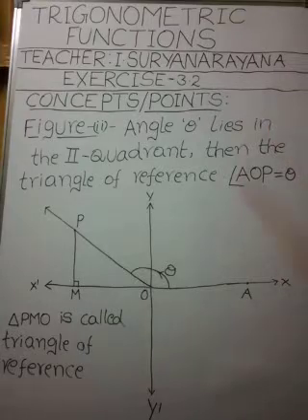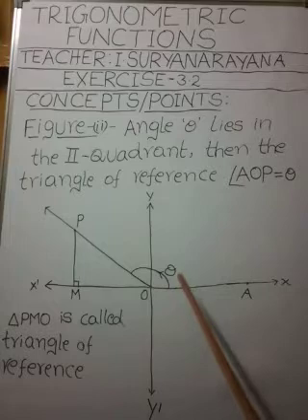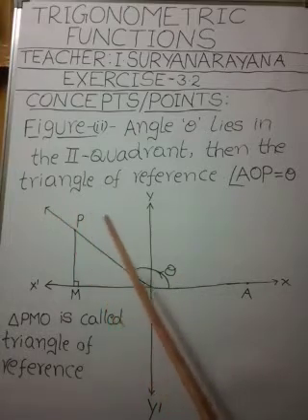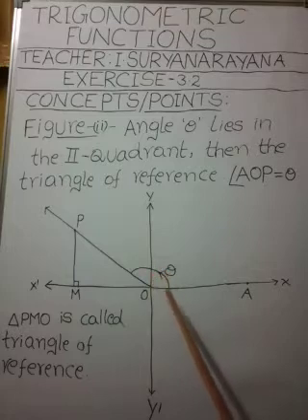How can you say it lies there? So here we can say that angle theta lies in the second quadrant with the help of the position of the terminal side of the angle theta. In which quadrant does the terminal side of the angle theta lie? See here, OP is the terminal side of the angle theta. It lies in the second quadrant. Therefore, we can say that angle theta lies in the second quadrant.